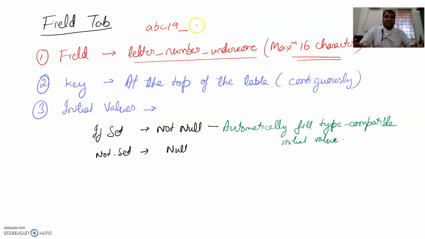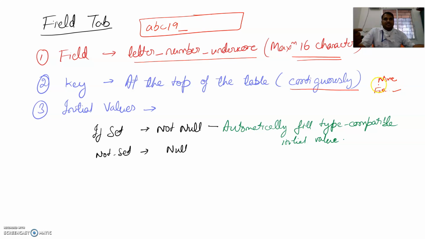So you can form any type of combination of it, and the maximum that you can form a combination is 16. Key at the top of the table, it is contiguously. Contiguously means if you are defining something name as a key, it has to be kept at the top. Then you keep father's name as a key, then you have to define it after a second.